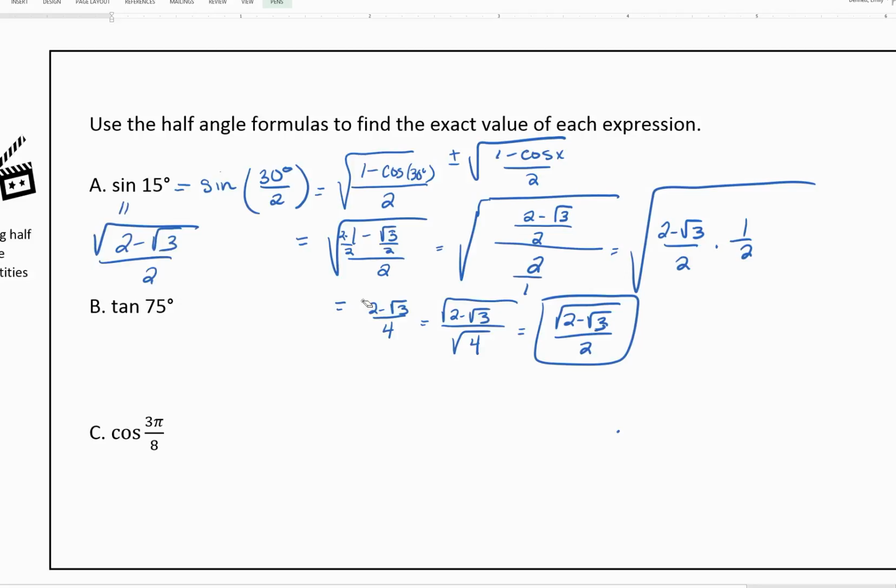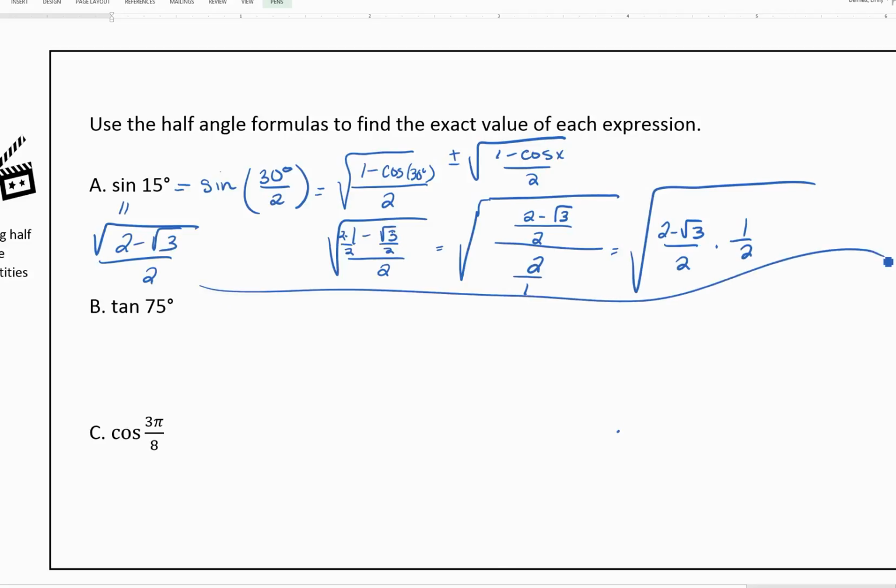And then just to help us write out our next one, we'll erase some of that. Okay, now we want to look at tangent of 75 degrees. We need to think, what's double of 75 degrees? That would be 150 degrees, if you do 75 times 2. So we're going to say this is equal to tangent of 150 degrees divided by 2.